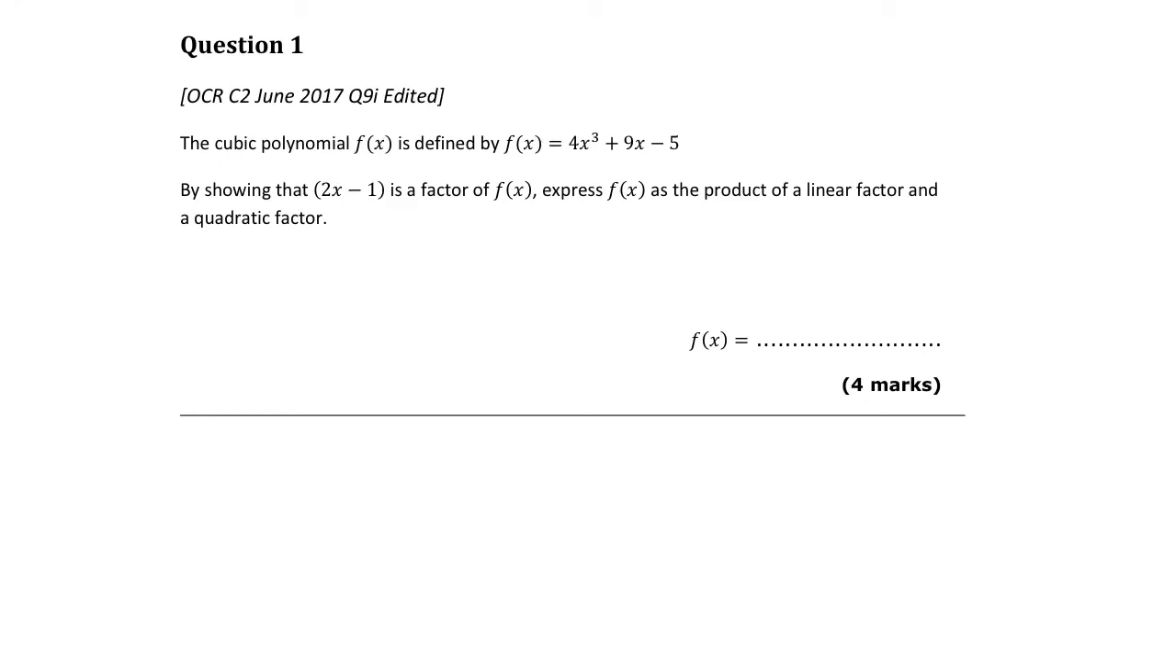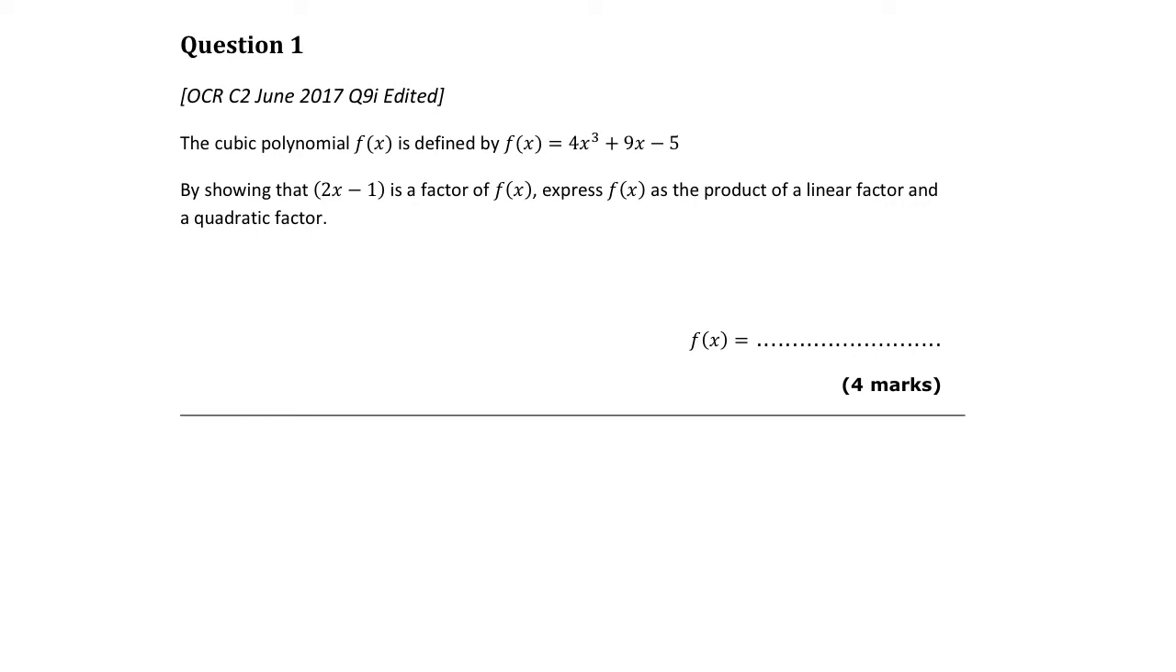So this is question 1 from the assessment. I'm just going to read through the question and then pick out the key points. It says the cubic polynomial f of x is defined by f of x equals 4x cubed plus 9x minus 5. By showing that 2x minus 1 is a factor of f of x, express f of x as the product of a linear factor and a quadratic factor.